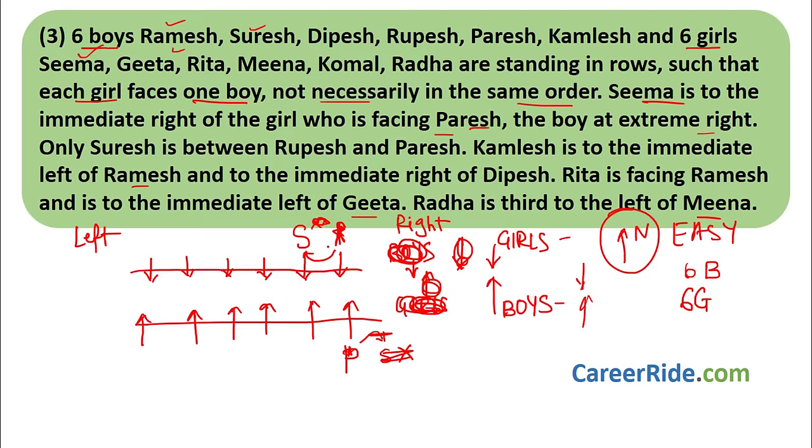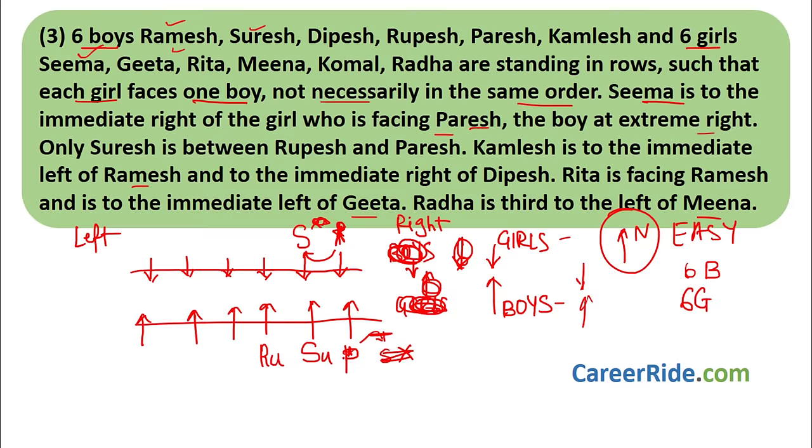Only Suresh is between Rupesh and Paresh. So Suresh is between Rupesh and Paresh. Paresh is over here, so Rupesh will be over here. Let us have Rupesh as RU and Suresh will be SU. Okay, Suresh is between Rupesh and Paresh.